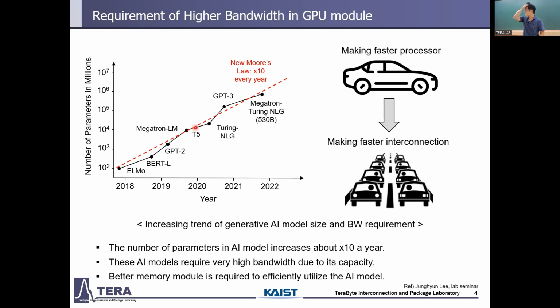But these GPU models require higher and higher bandwidth because the number of parameters in the AI model increases about 10 times a year. And these large AI models need large capacity, so a better memory module is required to efficiently utilize the AI model. So in the past, we needed to make a faster processor, which I referred to as a car. But now our cars are really fast, but our roads are really narrow. So we have to make a wider road to make efficient GPUs.